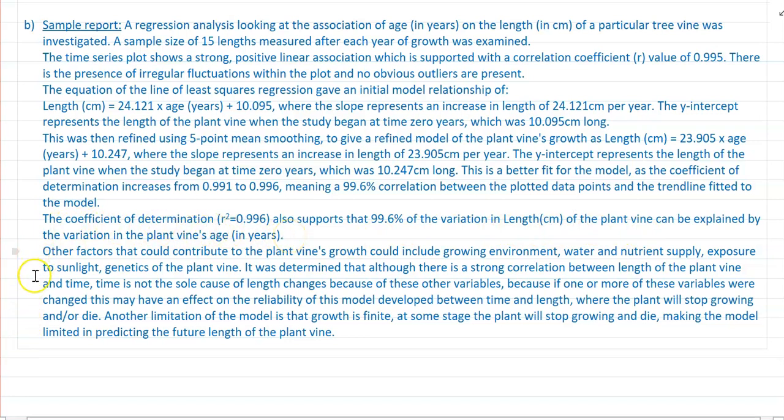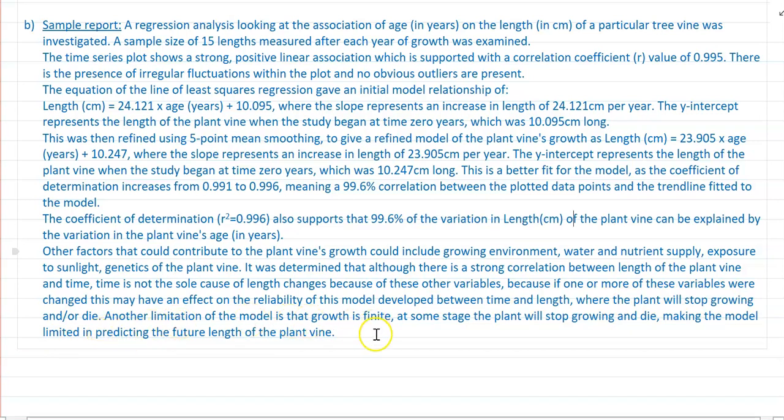Finally, wrap it up by talking about the other factors that could contribute to the plant vine's growth, which could include your growing environment, water and nutrient supply, exposure to sunlight, and things like the genetics of your plant vine. So even though it's determined there's a strong correlation, the length of the plant vine and time is not the sole cause of length changes because of these other variables. You could go on to say that if one or more of these variables were changed, this would have an effect on your model. Some of those things would stop the plant growing altogether and it may die.